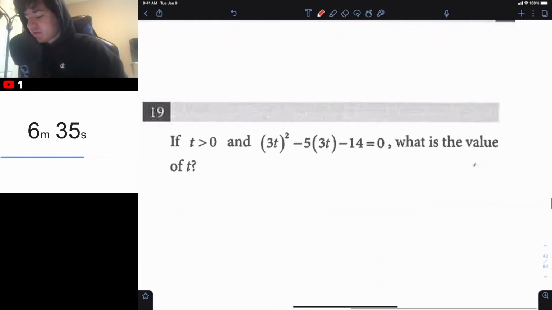If t is greater than 0 and 3t squared minus 5 times 3t minus 14 equals 0, what is the value of t? Huh.